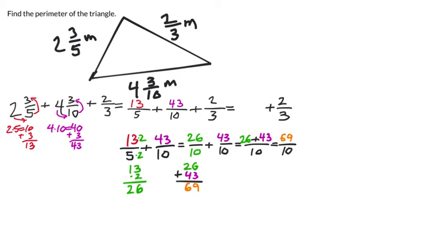69 tenths. So we simplified these two, 13/5 and 43/10. After we add them, we got 69 tenths. So that is the value that I'm going to be adding to the 2/3 there.